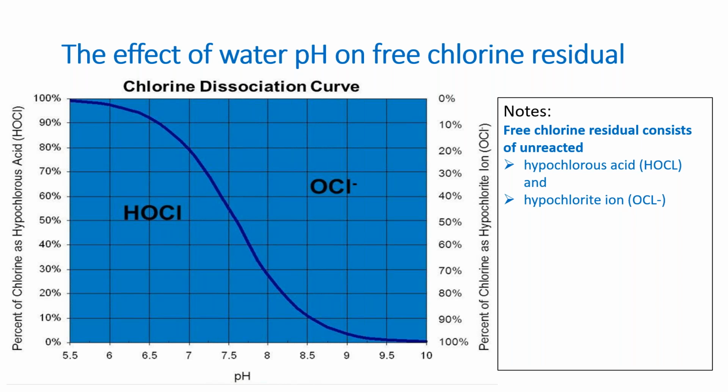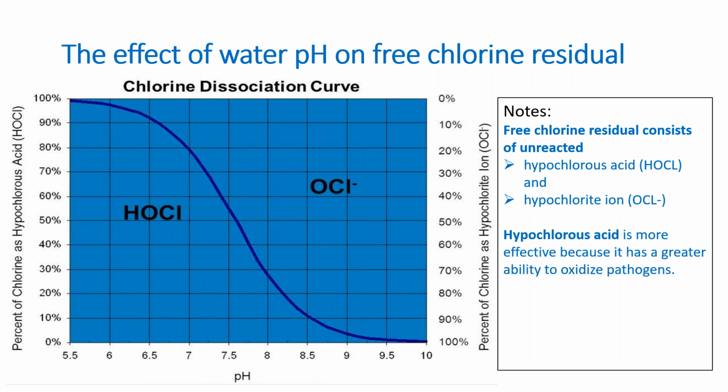Now you see a chlorine curve here showing how free chlorine exists in the water depending on the pH. At the bottom, you see the pH ranges from 5.5 all the way to 10, and you see the percentage of how it exists in the water as either hypochlorous acid, HOCl, or the hypochlorite ion, OCl minus. So you notice it can exist as one or the other depending on the pH. Hypochlorous acid is preferred. It's more effective at oxidizing pathogens.